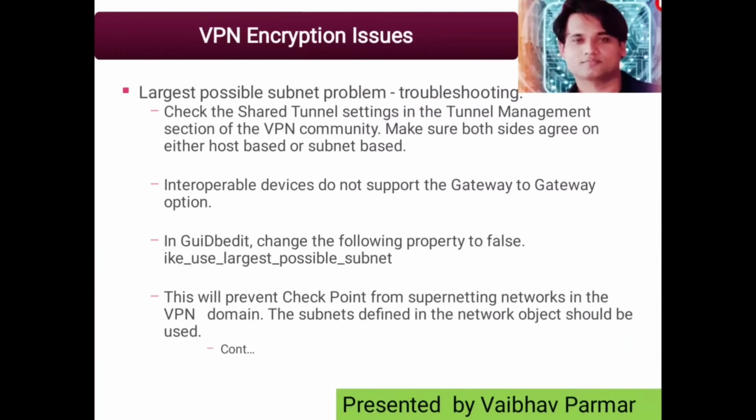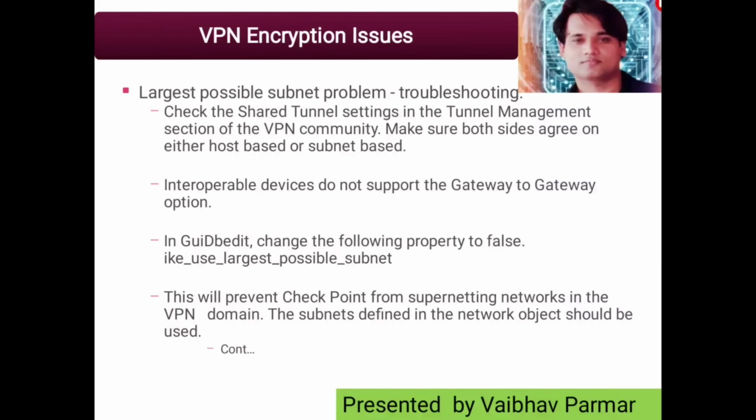So, largest possible subnet problem, the supernetting problem. When the security gateway proposes a supernetted network address as a VPN domain to the Cisco concentrator or other vendor devices in phase 2, the Cisco device only agrees to a VPN domain that matches its network address and the subnet mask. This issue is known as the largest possible subnet problem or supernet problem. Here are some troubleshooting steps for this.